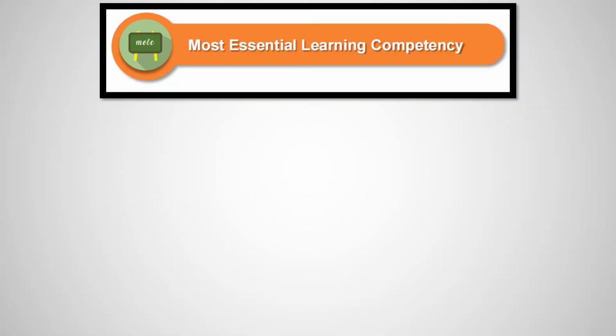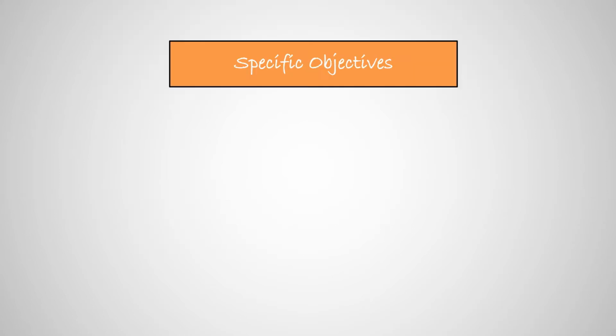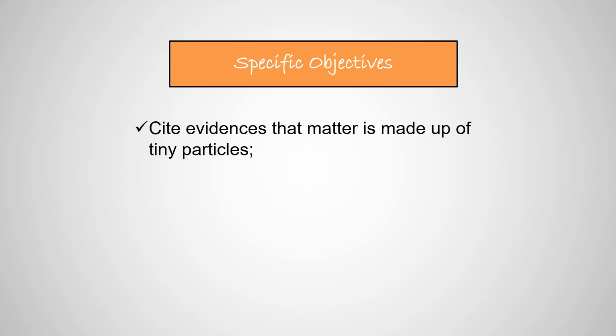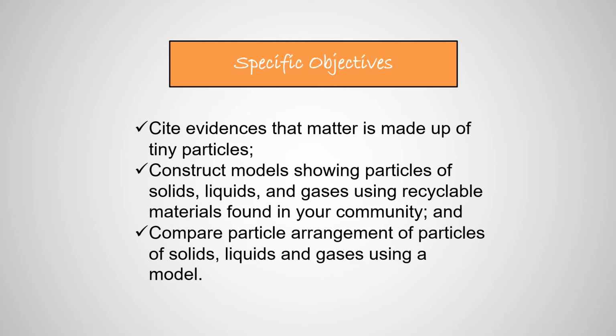The most essential learning competency for this lesson is to explain the properties of solids, liquids, and gases based on the particle nature of matter. The specific objectives are the following: cite evidences that matter is made up of tiny particles, construct models showing particles of solids, liquids, and gases using recyclable materials found in your community, and compare the arrangement of particles of solids, liquids, and gases using a model.